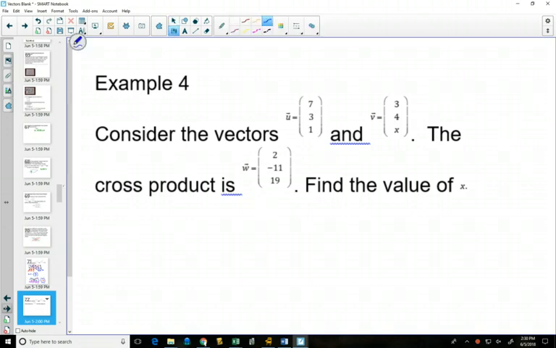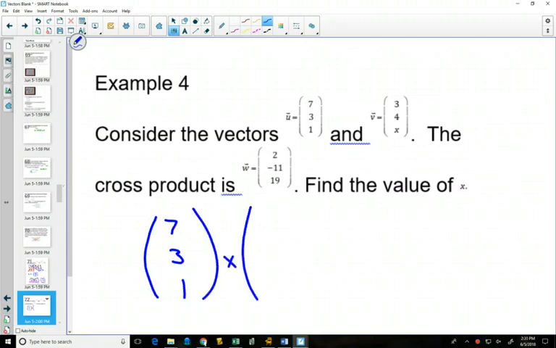So the cross product is that. So if we can imagine U cross V is 7, 3, 1, because they were written that way and they say the cross product. So we just assume.